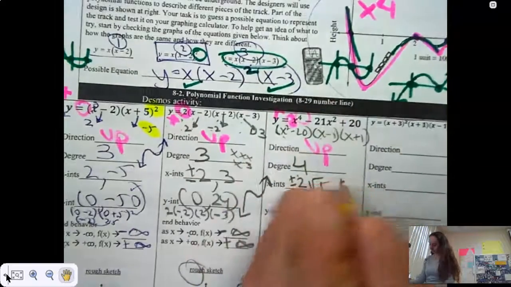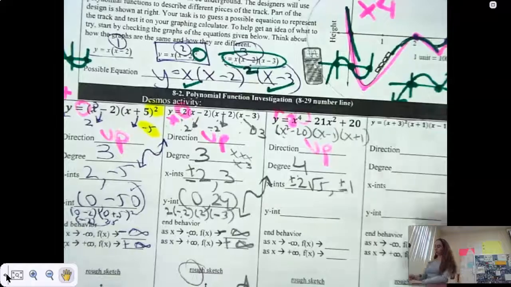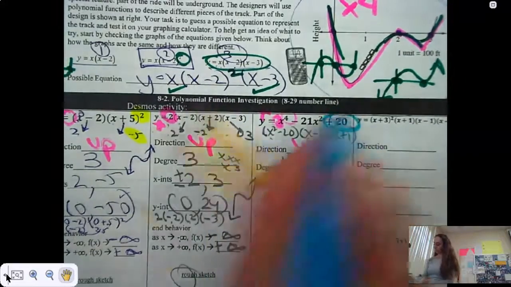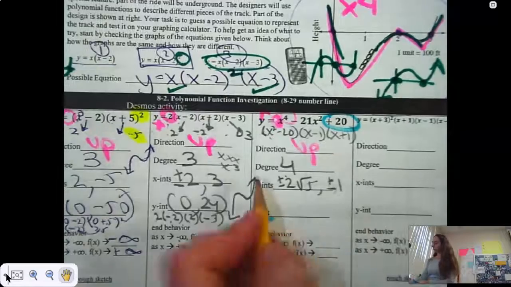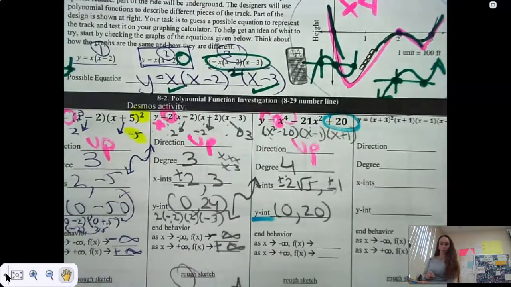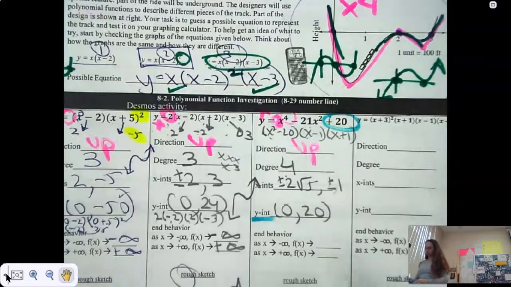Let's do that. Okay. My y-intercept. Do you guys remember how to find the y-intercept in standard form? It's just the last value, but it only works in standard form. If you don't believe me, plug in 0, and you get 20. Okay? So now I'm going to graph this thing.